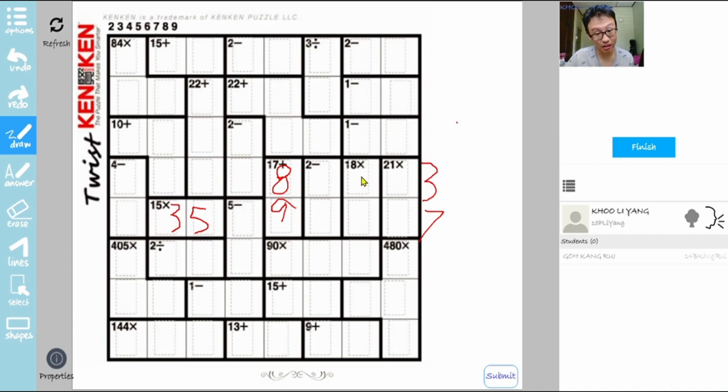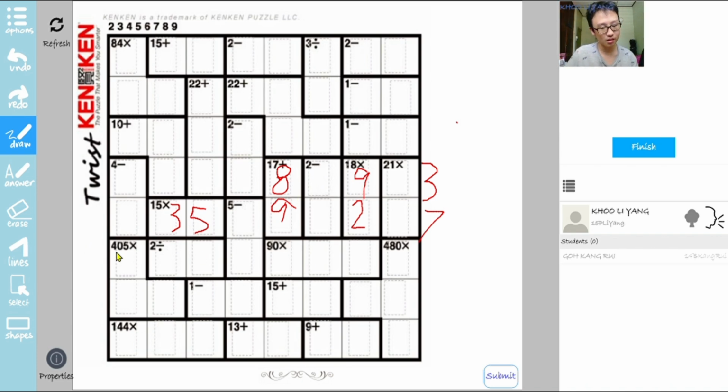Okay, and then look at this box, 18 times. There are two possibilities, which is 2 times 9 and 3 times 6. And since 3 is at this row and this row, 3 times 6 is rejected, which leaves only 9 times 2 as the only possibility.